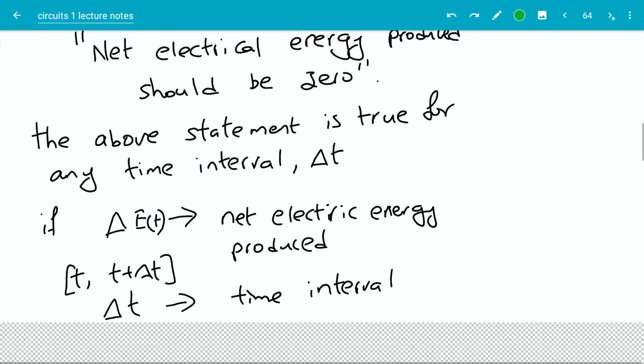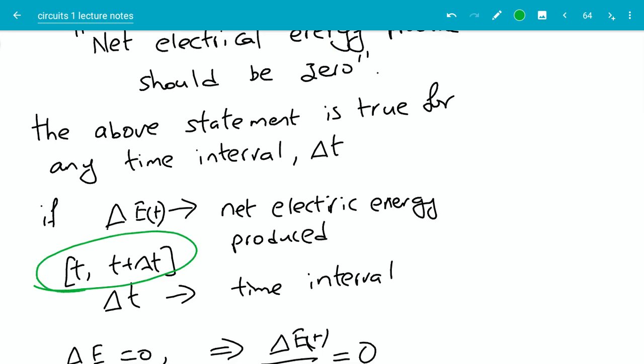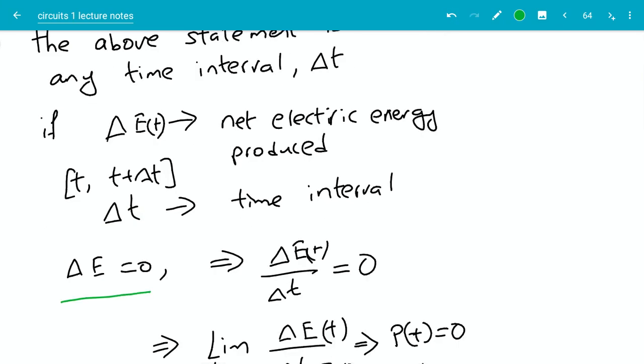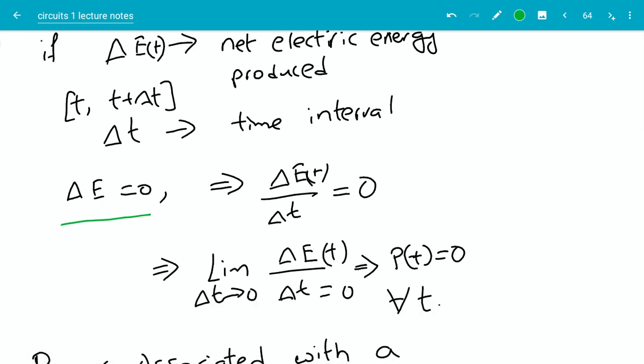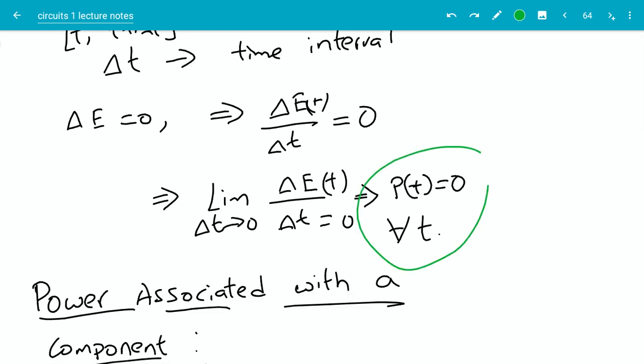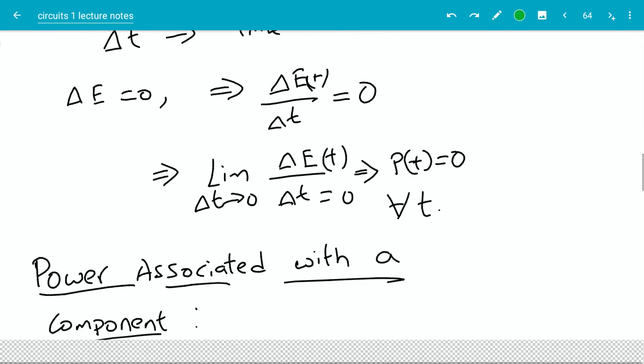Okay, so let's say I'm observing the system from t to t plus delta t time interval. Then in that interval, let's say delta E of t is the net energy produced. Then that delta E should be zero. That means I can just divide that by delta t and say this fraction should also be zero. And if I take the limit as delta t tends to zero, then I get power should be zero. The net power in a circuit should be zero for all times. Okay, and that's basically what we mean by power being balanced in a circuit. That means the net power generated in the circuit should be equal to zero.